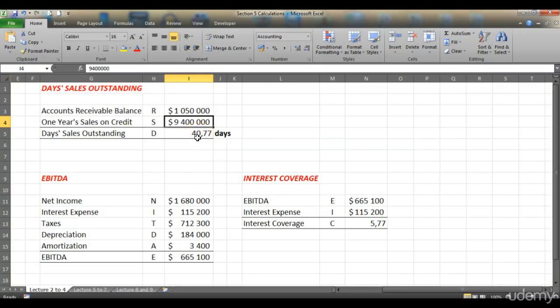On a spreadsheet, enter the value of accounts receivable balance and the last year's sales on credit. And here is the formula: accounts receivable balance divided by 1 year sales on credit, multiplied by 365, and we receive almost 41 days. This calculation reveals that the average account remains outstanding for almost 41 days.